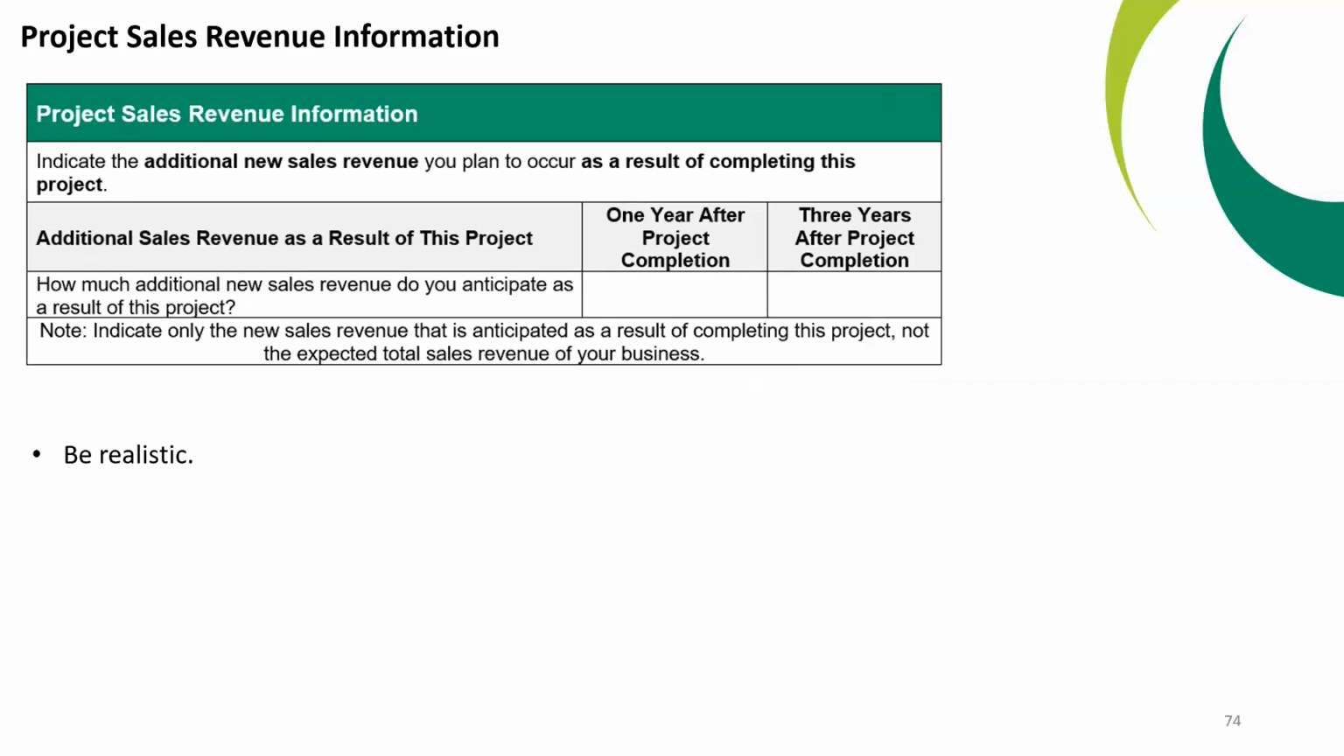What is the additional incremental new sales revenue that you anticipate as a result of this project? So 1 year after project completion and 3 years after project completion. And again, just be realistic. Keep in mind that you need a certain amount of sales per new employee. So keep that.